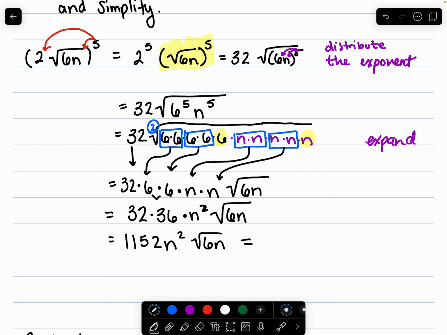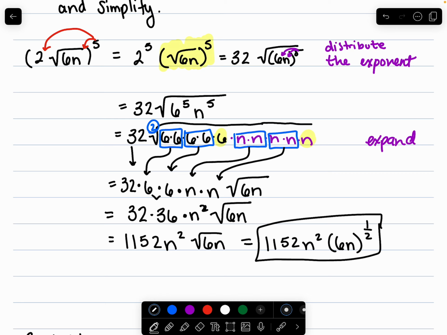Now let's rewrite it with exponential form. So that's 1152 n squared times 6n, and whenever something is a square root, it's always to the 1/2, unless you have an exponent. Okay, I'm not going to write this in a shorter way, because really this is the shortest way you can do it, unless you can think of it mentally. Actually, I'll show you. Here's another way to do it.